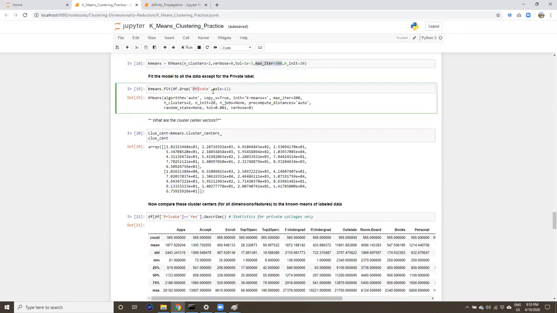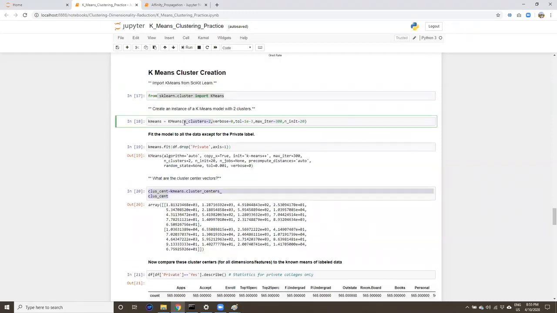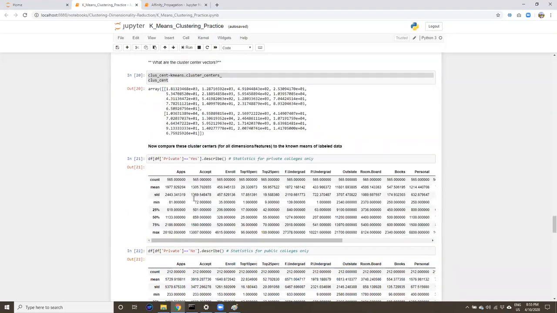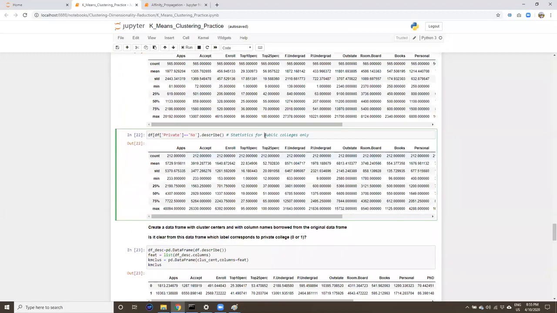Now next, you are dropping the column called private because it's a discrete column and we are not doing classification here. We are trying to group things together. Once we do that, we start to define the cluster centers. As I said, how many captains have we selected here? We have selected 2 captains. Here this is captain number 1 and here this is captain number 2. These are the 2 captains that you see. Next, we are doing some analysis of the private colleges only, and here we are doing some analysis of the public colleges only.